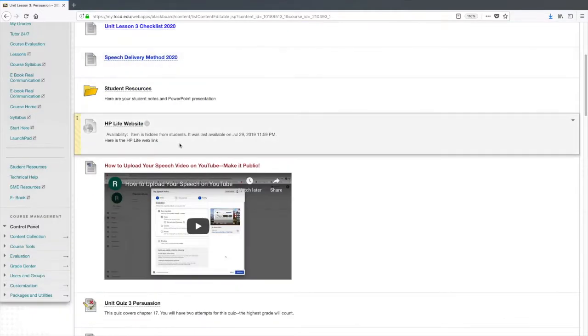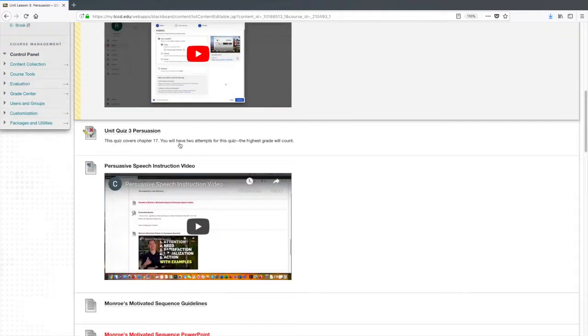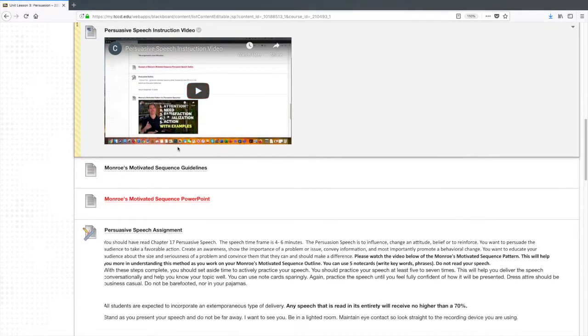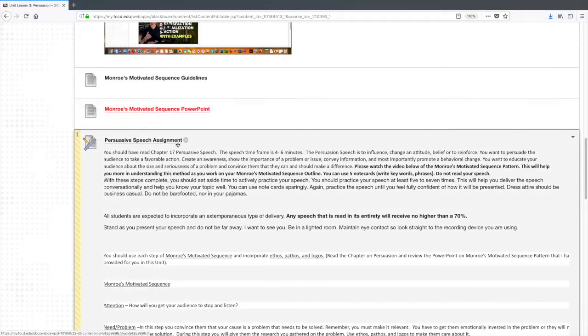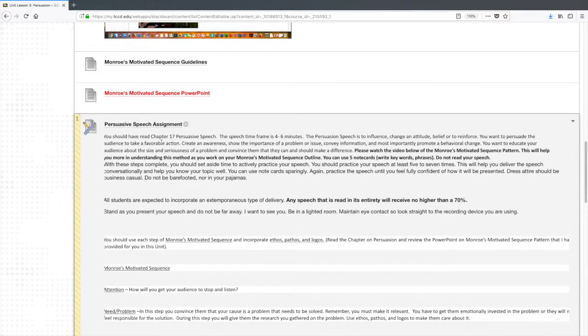And let me go ahead and go over the persuasive speech assignment with you. You should have read chapter 17, persuasive speech. The speech time frame is 4 to 6 minutes, just like the informative speech. The difference is the persuasion speech is to influence, change an attitude, belief, or to reinforce.